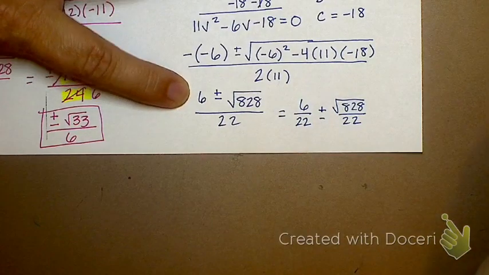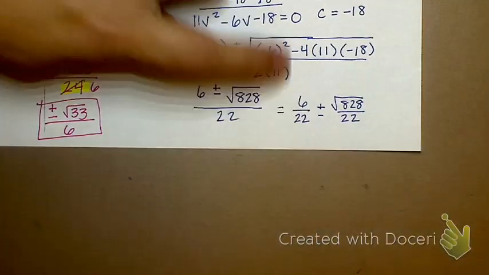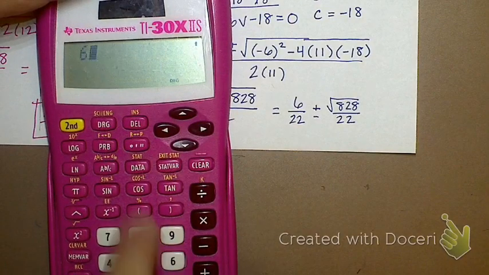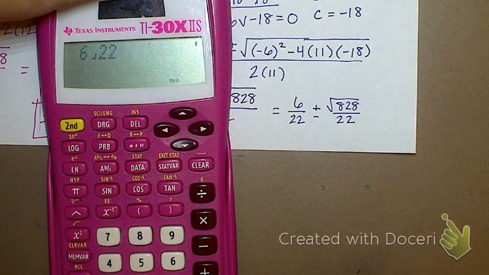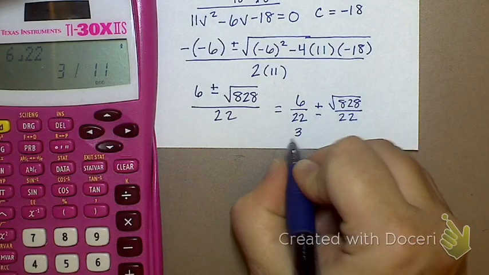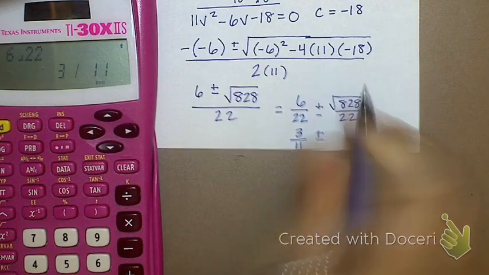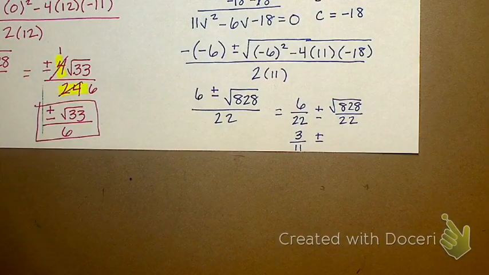Now this one shouldn't be too bad. 6 over 22, what does that reduce to? Let's go to a calculator. 6 over 22, 3 over 11. Now, let's look at this radical 828 over 22.